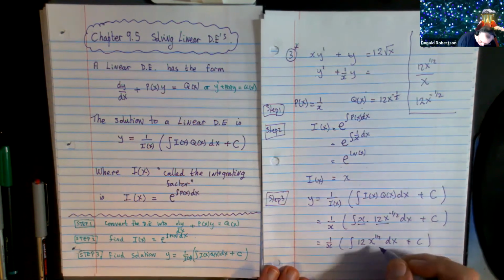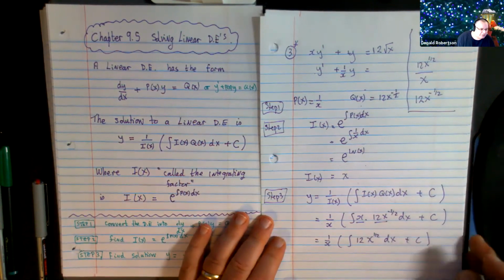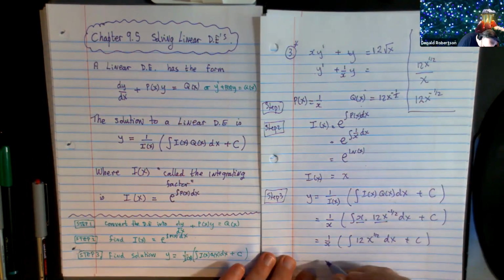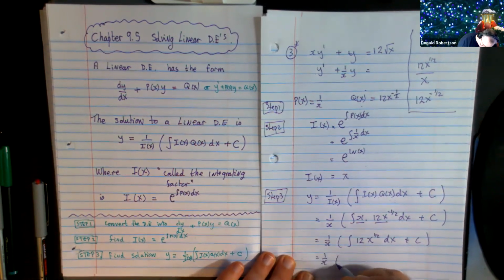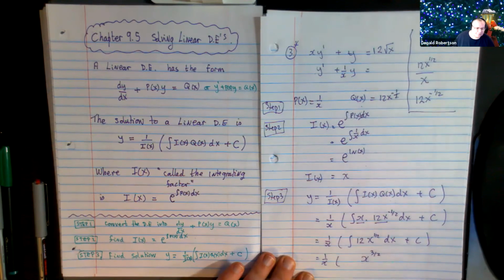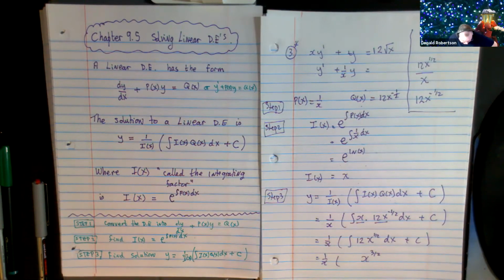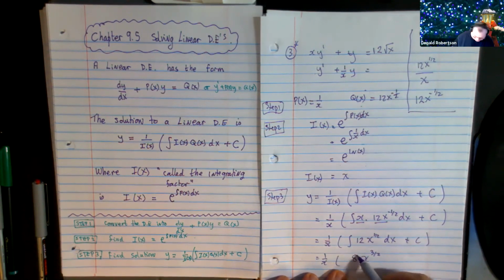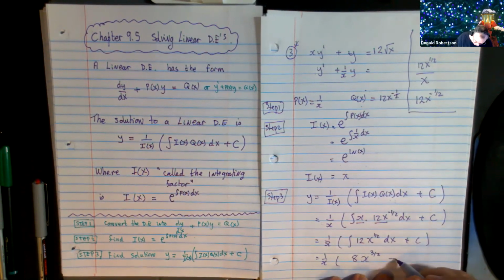Now, this guy is ready to integrate. So let's see what we get. Add 1 to the power. Divide by the new power. Well, that's the same as multiplying by 2/3. But 2/3 of 12 is 24/3. So that ends up being 8. Okay, that's not too bad. Add C.